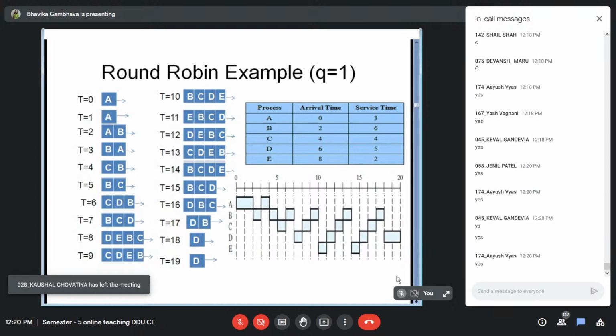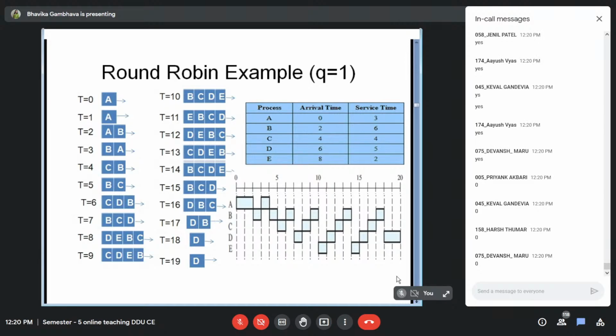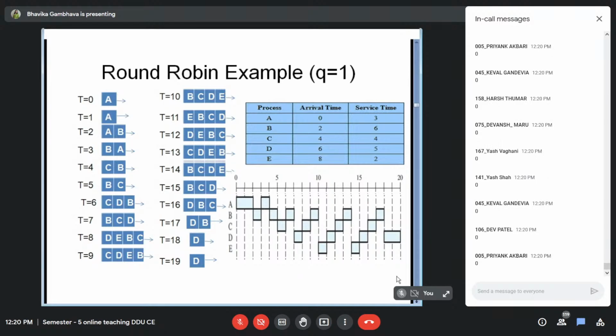Okay. So can you tell me what is the response time for A? Response time for A? 0. Response time for B? 0. Response time for C, 1. Response time for D. How are we finding it? That it arrived at 6. And when are we attending? We are attending at 1, 2, 3, 4, 5, 6, 7. Where are we attending it? 6 and 7. Yes. So it will be 7 minus 6, 1.